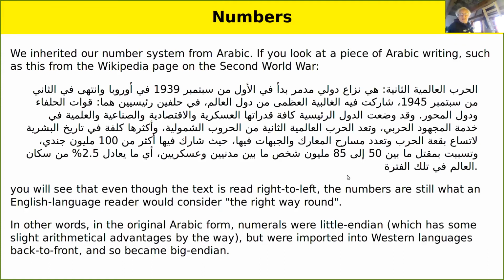We inherited our number system from Arabic. And if you look at a piece of Arabic writing, such as this from the Wikipedia page on the Second World War, what you can see here is that although the text is read from right to left, all the numbers are still what we would call the right way round. So what you can conclude from this is that in the original Arabic form, numerals were Little Endian, which actually has some slight arithmetical advantages, especially if you're doing additions in your head. But they were imported into Western languages exactly as they appeared in Arabic, in other words, back to front, and so became Big Endian.